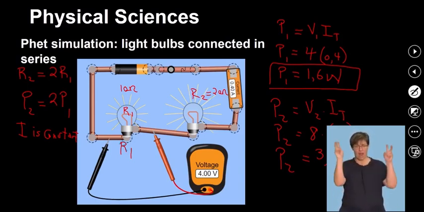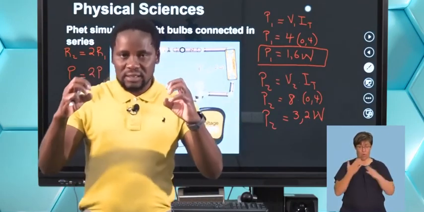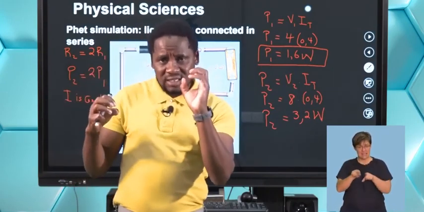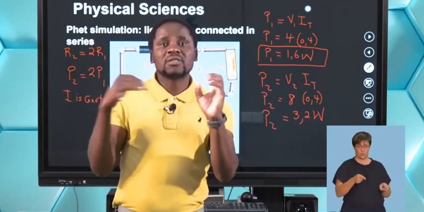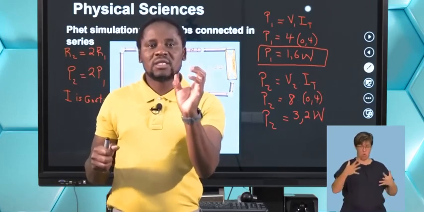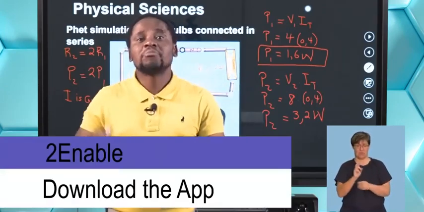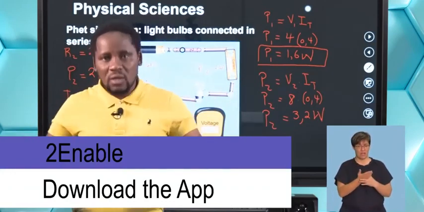What does that mean? It means it converts more electrical energy into light energy per second compared to R1. So the main idea is that if two light bulbs are connected in series, the one with the greater resistance, because the same current passes through each of them, will transform more energy into other forms per unit time, which is the long and short of it.